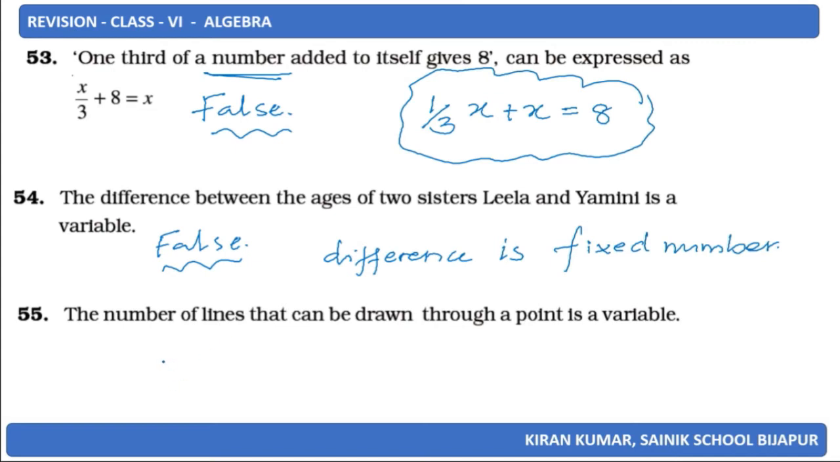Statement 55. The number of lines that can be drawn through a point is a variable. This particular statement is a false statement. We can draw any number of lines through a point.